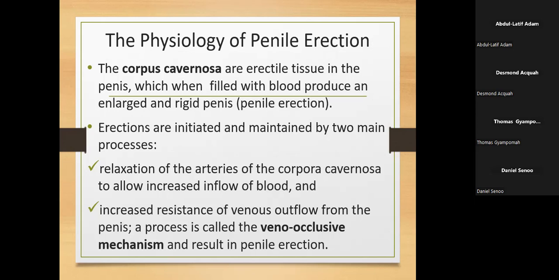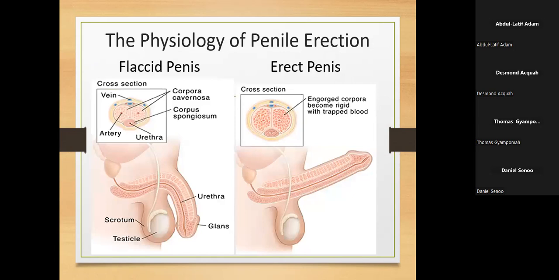And so that's the mechanism. So this mechanism is called the veno-occlusive mechanism, and that results in the penile erection. I'm sure you followed it. All right, thank you. If there's anything somebody wants better and further explanation on, please alert me. All right, so this is a picture of a flaccid penis and then an erect penis.